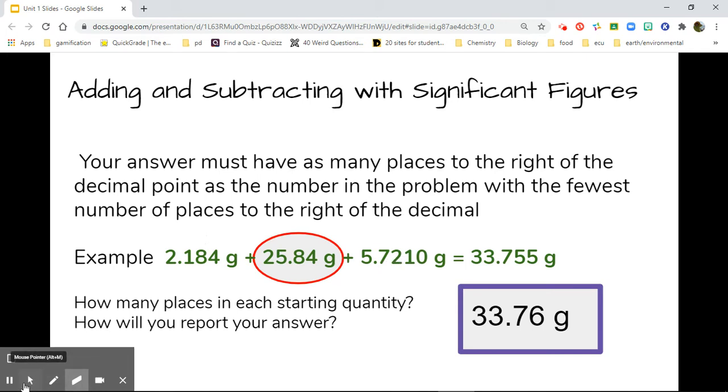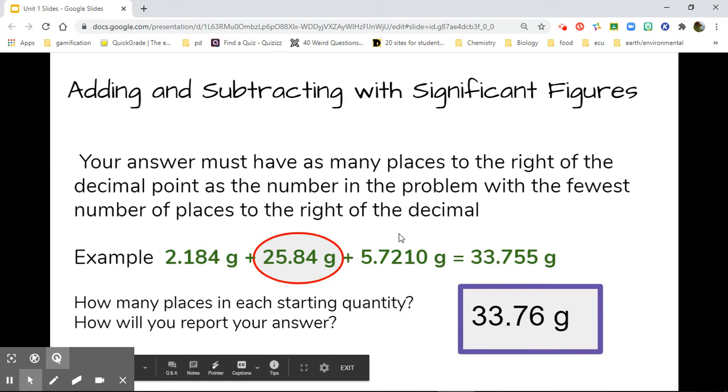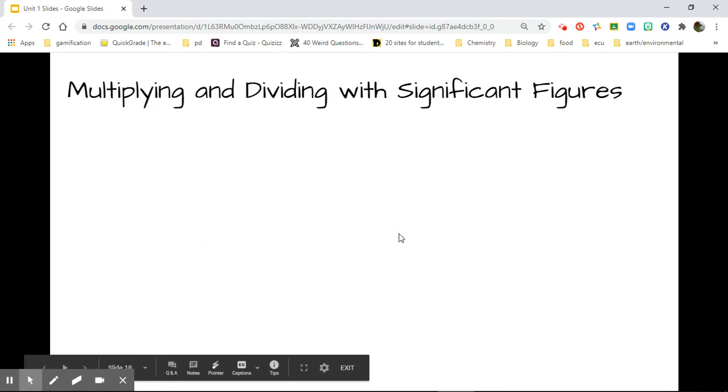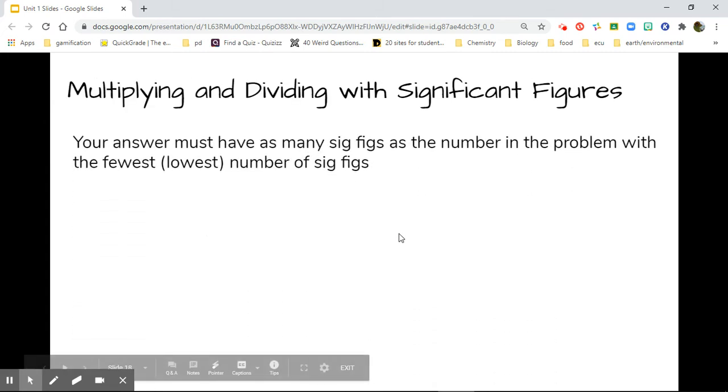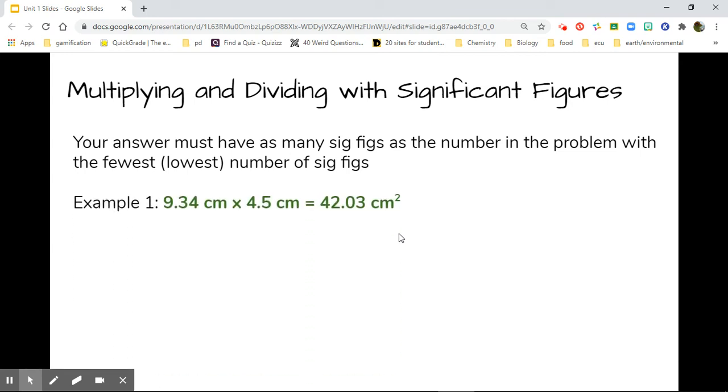With multiplying and dividing, we look at the whole number. We don't just look past the decimal point, but we look at the whole number. Our answer has got to have the same number of significant figures as the number with the least number of significant figures in the whole number. So again, let's look at this example, and I think there's a place in your notes to answer these questions, so you can do that while we're going. Make sure and pause if you need to.